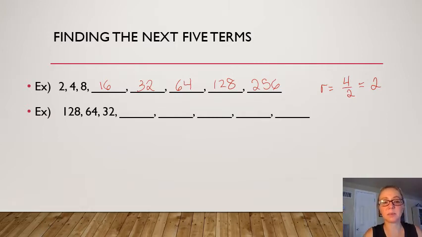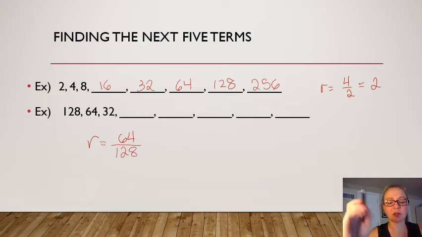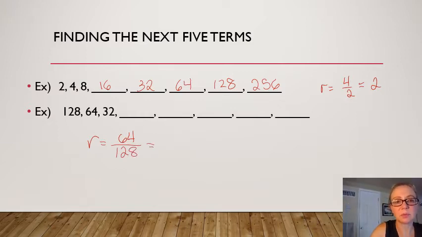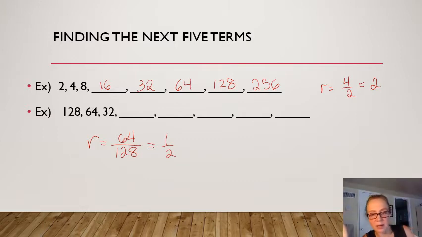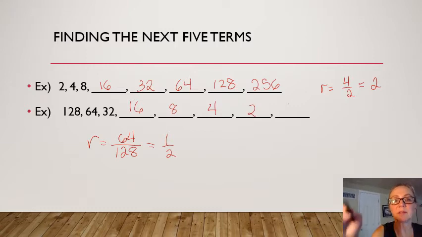In the second example, notice your terms are getting smaller. That means r is going to be a fraction. 64 divided by 128 is equal to 1/2. So they multiplied by 1/2 each time here. 32 times 1/2 is 16, times 1/2 is 8, times 1/2 is 4, times 1/2 is 2, times 1/2 is 1.